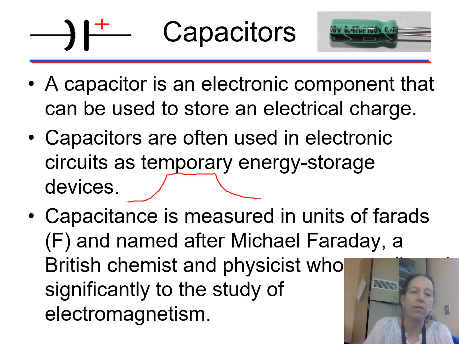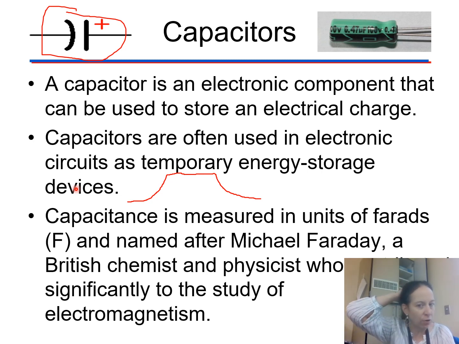Capacitors are often used in electronic circuits as temporary energy storage devices. They will hold charge for a particular amount of time as they discharge. They even look kind of like a battery in the schematic up top there, except one side of it is curved, and the positive side is the straight side. Capacitance is measured in units of farads, named after Michael Faraday, a British chemist and physicist who contributed significantly to the study of electromagnetism. I'm going to say contributed. Sounds like a good word.